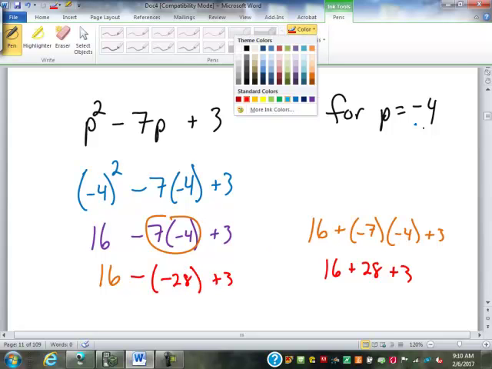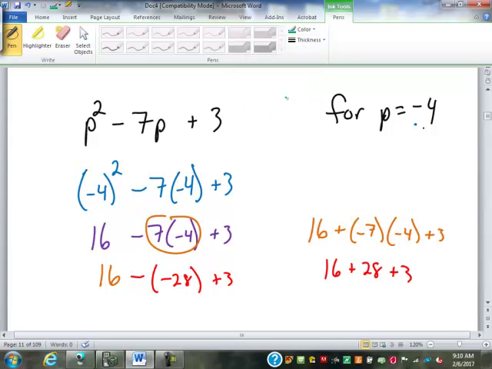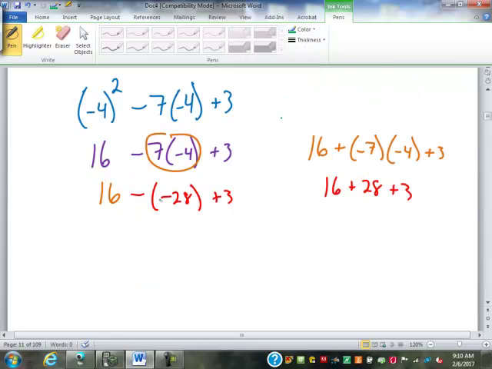Even though that looks very different, this next step is going to give us the same result, because 16 minus a -28 is the same as 16 plus a positive 28, which is 44, right? So either way, we have 44 plus 3, which is 47.